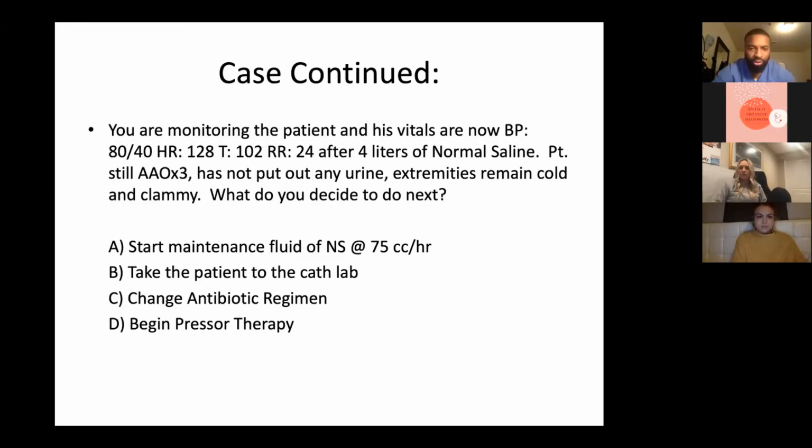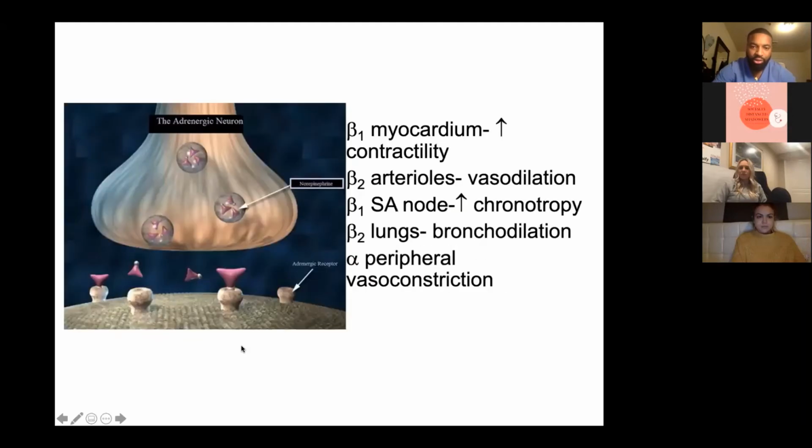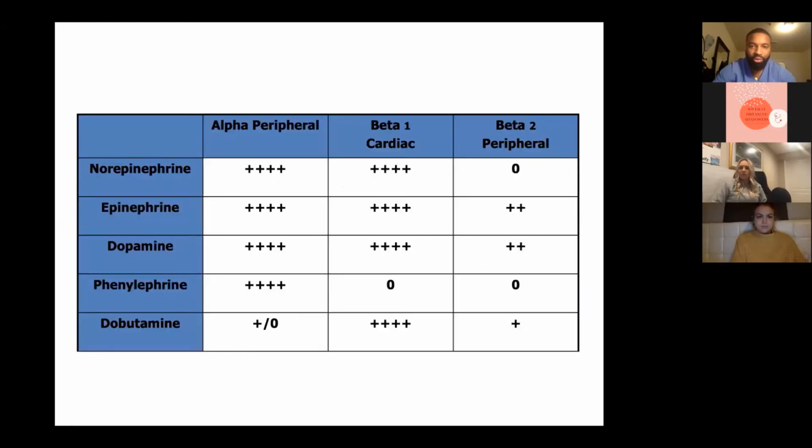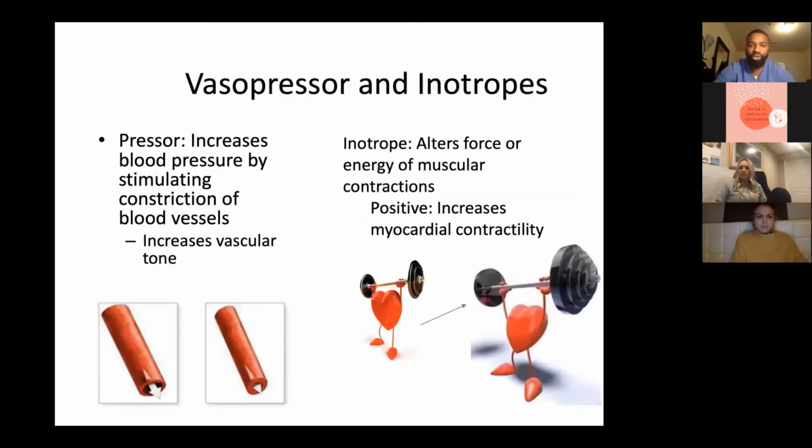So now let's talk about vasopressors and inotropes. As I was noting before, pressors increase blood pressure by stimulating constriction of blood vessels. So they basically increase the vascular tone. What I was telling you guys before is that you go from here to this, the radius is a little bit narrower, so obviously it's going to cause more velocity and flow, right?